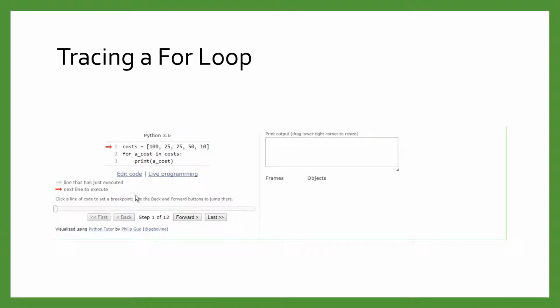Let's look at a loop in practice. Notice how the value of the iteration variable, aCost, changes each time we go through the loop again, and the cursor jumps back up to the start of the loop. This behavior is crucial.